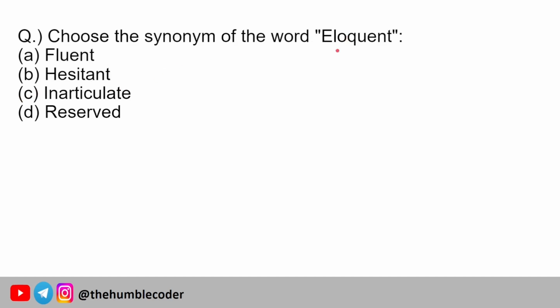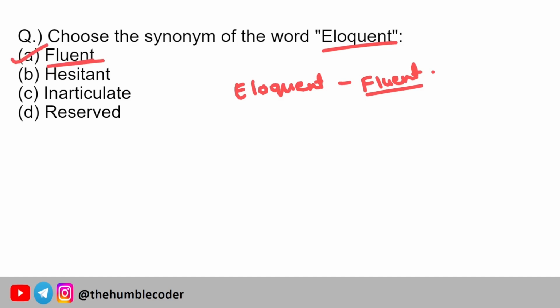Choose the synonym of the word eloquent. Okay, so we have the word eloquent. We have to find the synonym or the similar meaning word. We have the options as fluent, hesitant, inarticulate, and reserved. So first of all, let me tell you what eloquent means. Eloquent means something which is smooth, or fluent only. So the correct answer is, we already have this word fluent itself in the options. So fluent is the correct option. Okay, answer for this question is option number A, fluent.